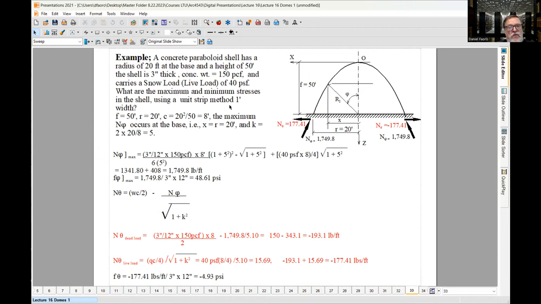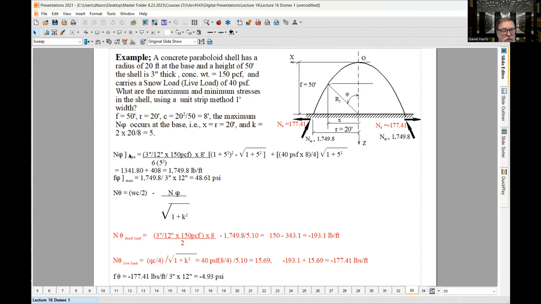We're going to take a 1-foot wide slice strip. F is 50 feet, R is 20 feet, C is 20 divided by 50, or 0.4, for our calculations here for forces and stresses. The maximum force occurs at the base, where R is equal to 20 feet, and K is our parameter for our force calculation, 2 times 20 over 8, or 5.